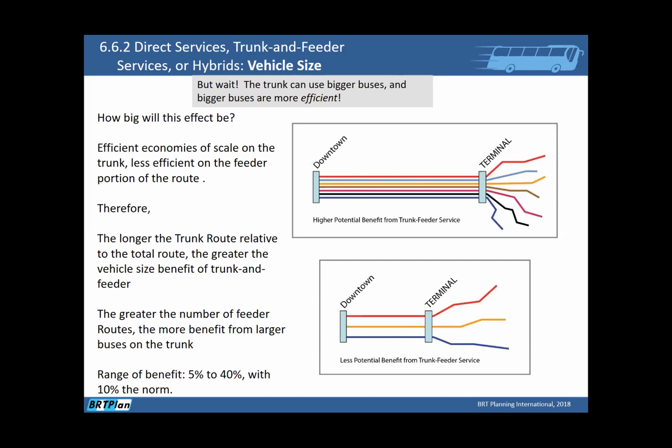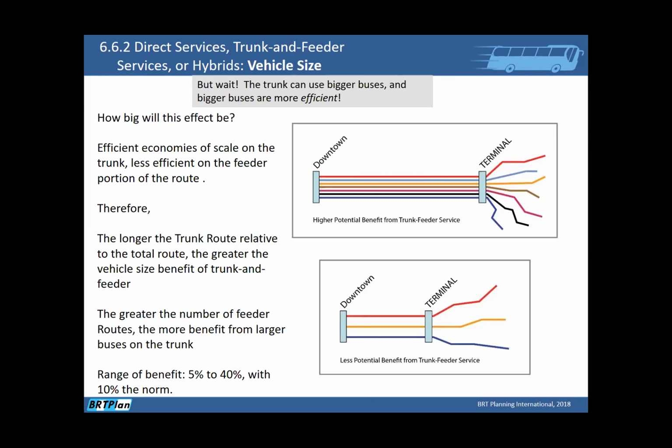So in this slide, we're just sort of trying to give you a rule of thumb to think about what your corridor looks like and how much benefit you're likely to get if you have a trunk and feeder versus a direct service. And it turns out if your trunk is very, very long relative to the length of your feeder routes, then there's more benefit to a trunk feeder system because you can use your much bigger, much more efficient vehicles for a much longer period of time and for a much larger part of your journey.